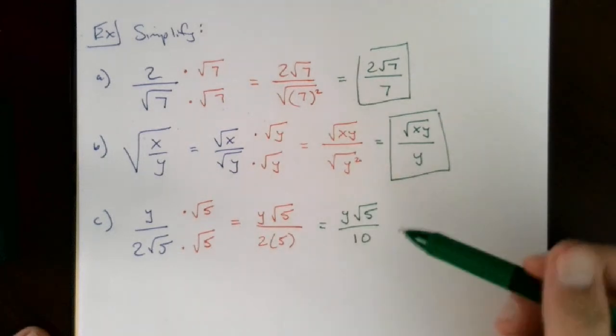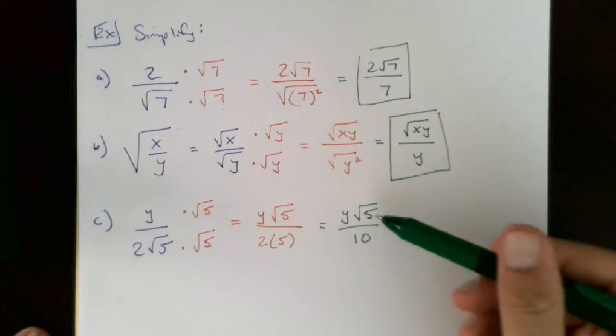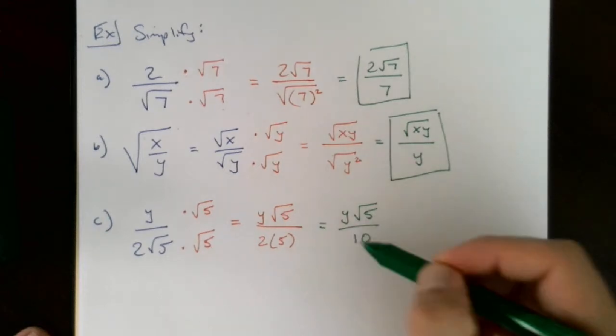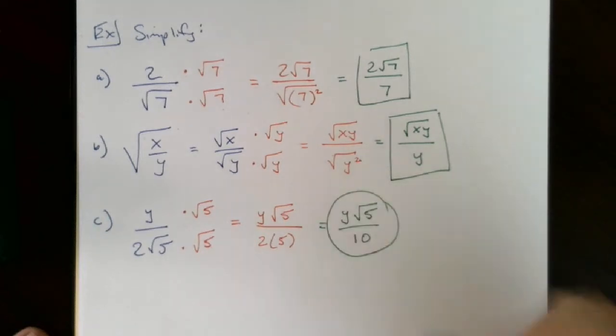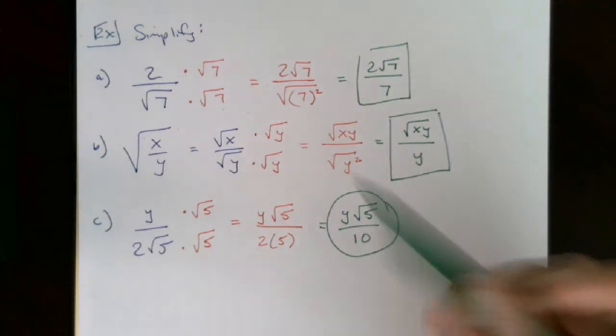And then making sure you understand these can't cancel because this 5 is underneath the root. The y and the 10 don't cancel at all because they don't have any common factors, so you just leave it like that. And we've rationalized, right? There's no root in the denominator.